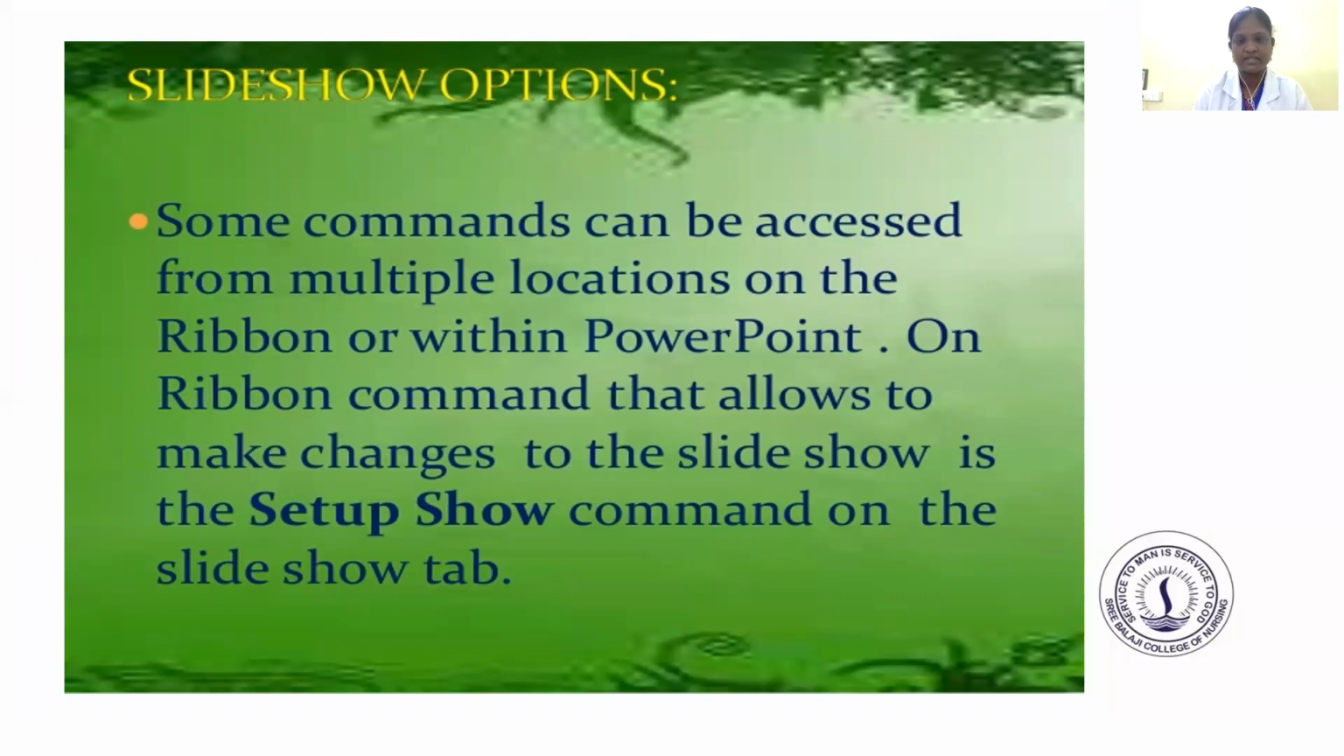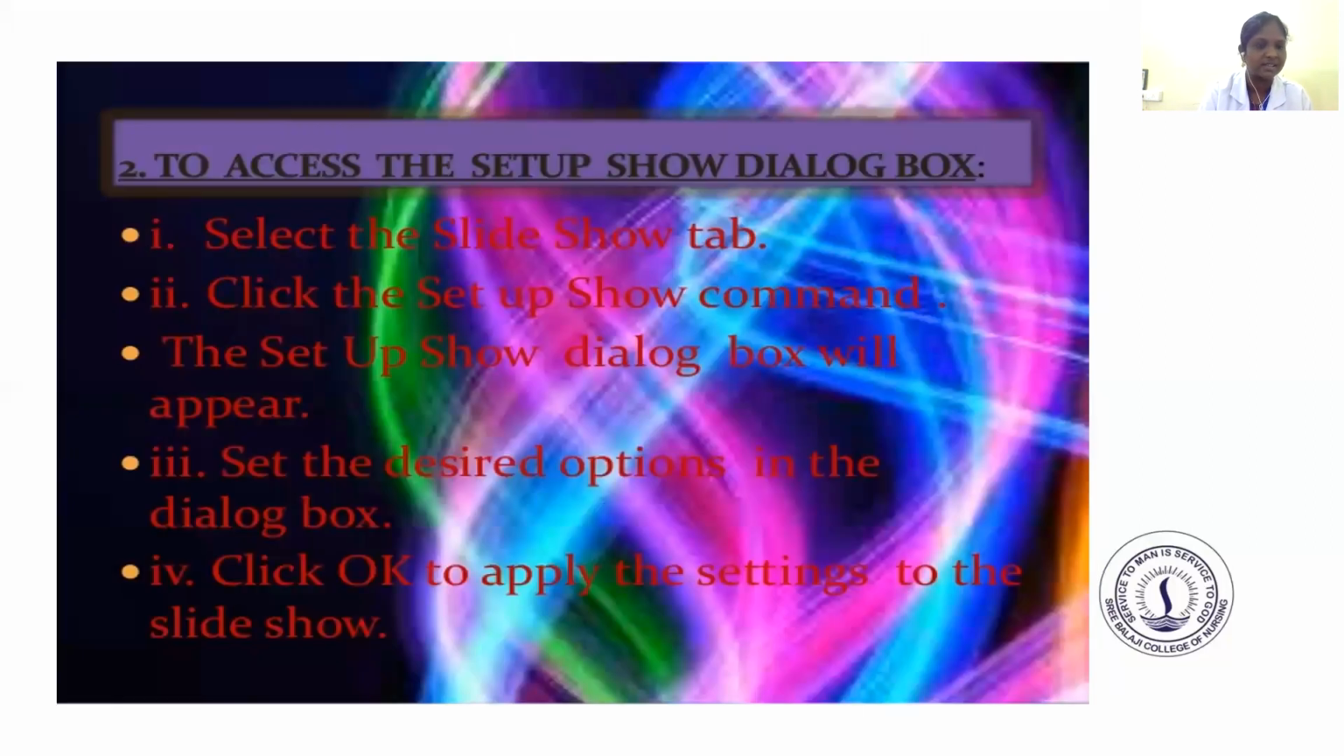Slideshow options. Some commands can be accessed from multiple locations on the ribbon. The ribbon command that allows you to make changes to the slideshow is the Set Up Show command on the Slideshow tab. To access the Set Up Show dialog box, select the Slideshow tab and click the Set Up Show command. The Set Up Show dialog box will appear. Set the desired options in the dialog box. Click OK to apply the settings to the slideshow. So this is what we concluded here. That concludes my topic.